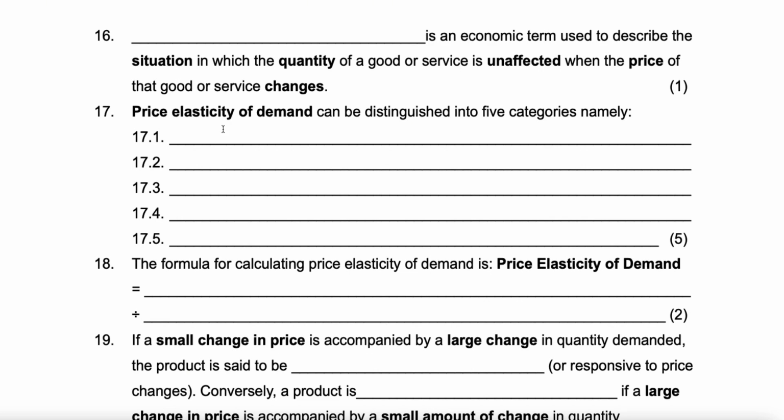Okay. So, perfectly inelastic is an economic term used to describe the situation in which the quantity of a good or service is unaffected when the price of a good or service changes. Well, this will be perfectly inelastic. And number 17, price elasticity of demand can be distinguished into 5 categories, namely, well, we have 2 extremes. I might start with 1 and end with 1 and have something in between.